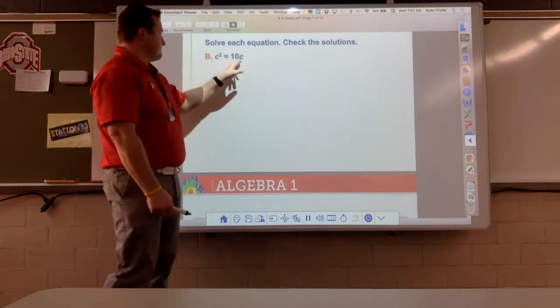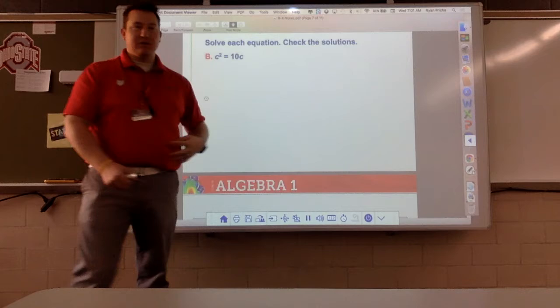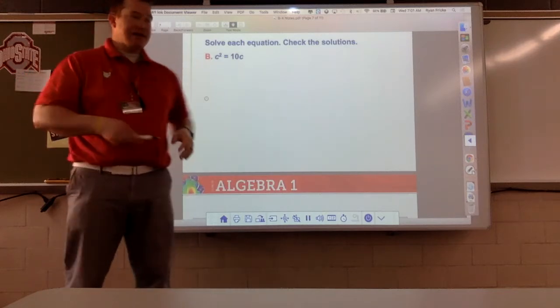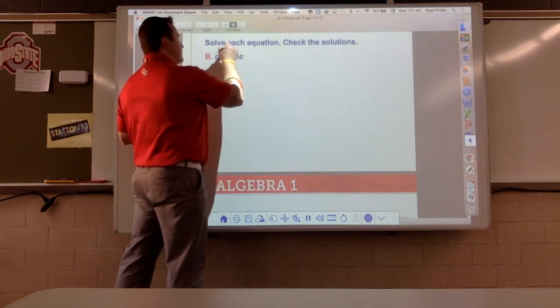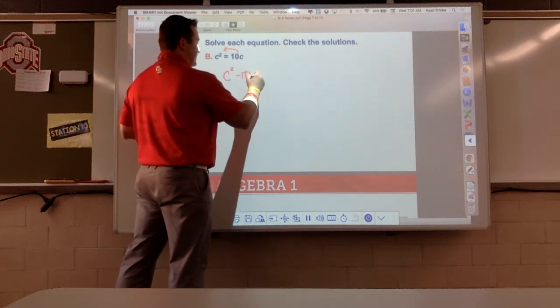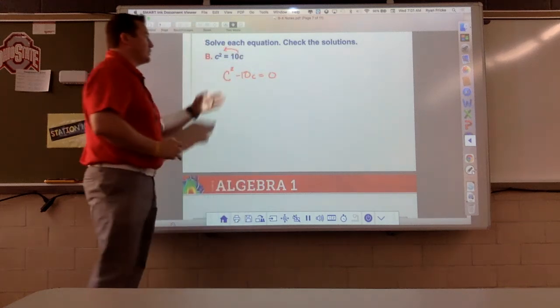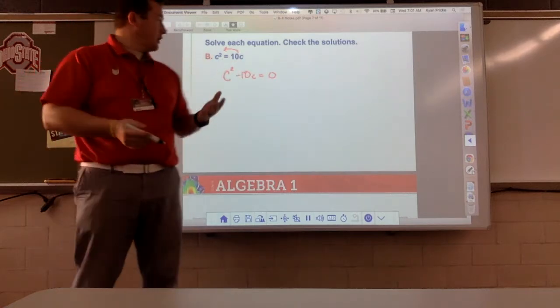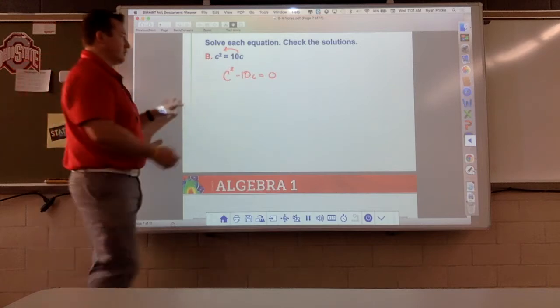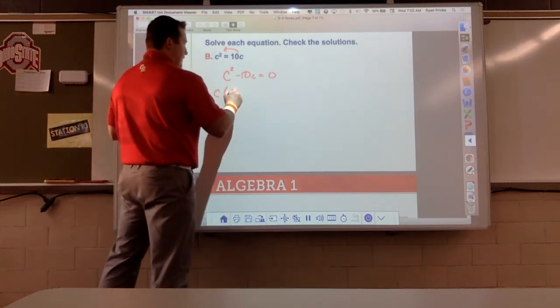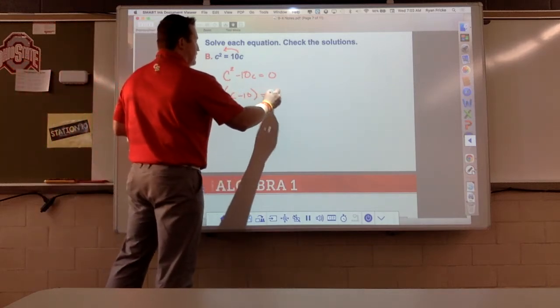Well, if I look here, I've got c to the second power equals 10c. Probably need to bring everybody to the same side here. So c to the second power, let's move this over here. So subtract 10c. When you have nothing on one side, that means 0. Let's go ahead, greatest common factor here. Greatest common factor would be a c, and this will turn into c times c minus 10 equals 0 here.